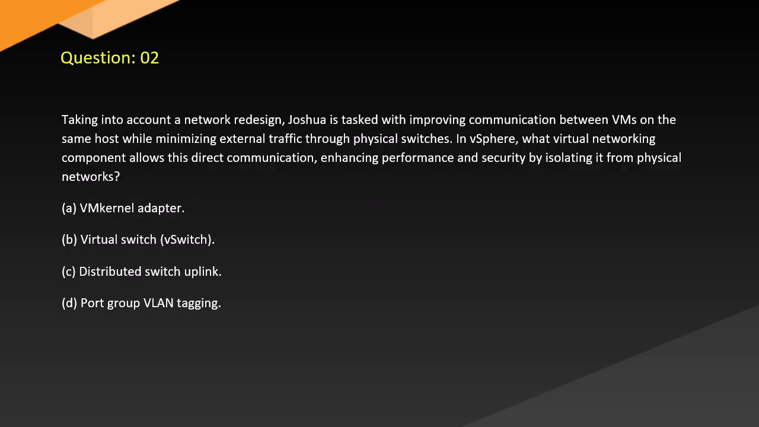Question 2. Taking into account a network redesign, Joshua is tasked with improving communication between VMs on the same host while minimizing external traffic through physical switches. In vSphere, what virtual networking component allows this direct communication, enhancing performance and security by isolating it from physical networks? A. VMkernel adapter. B. Virtual switch, vSwitch. C. Distributed switch uplink. D. Port group VLAN tagging.